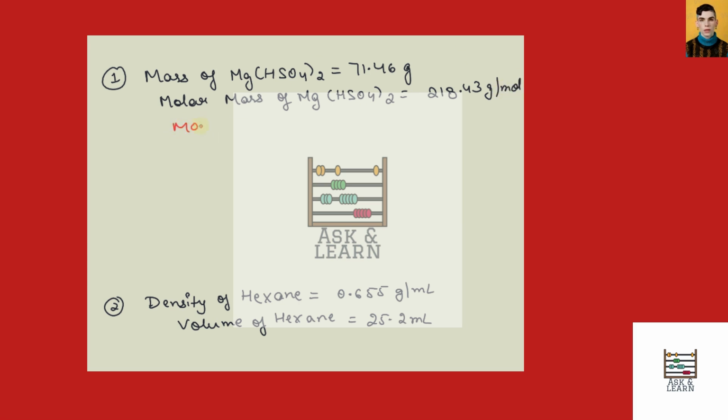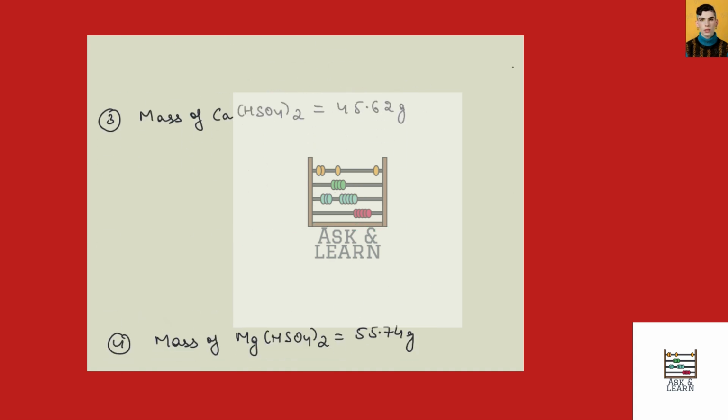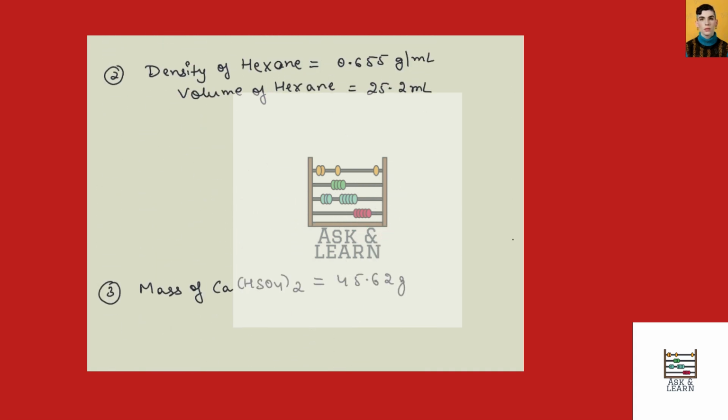The formula used to find the moles is given mass upon the molar mass. By substituting the values, we can find the moles. The given mass is 71.46 gram and the molar mass is 218.43 gram per mole. When we solve this, we get the moles of Mg(HSO4)2 as 0.327 moles.